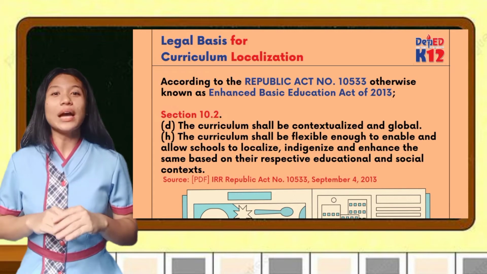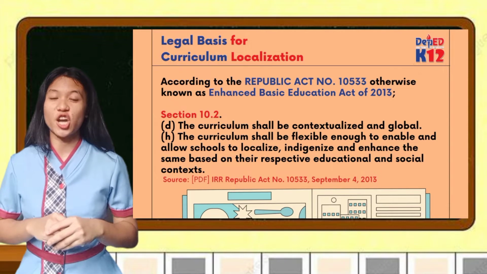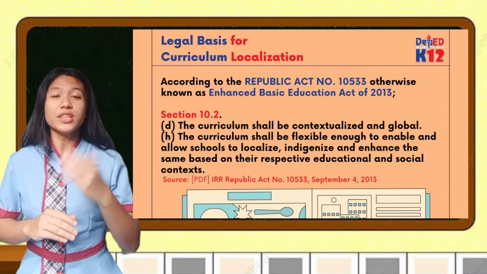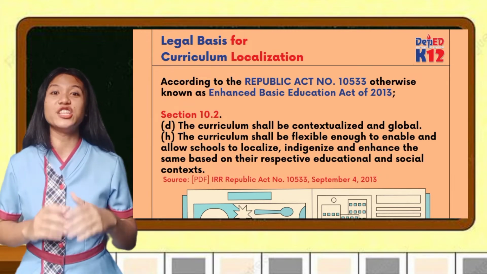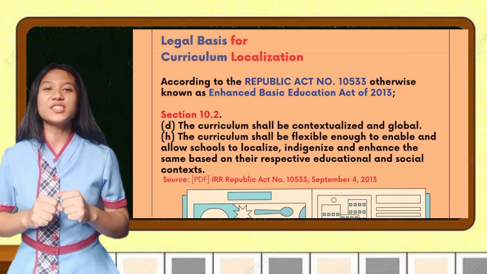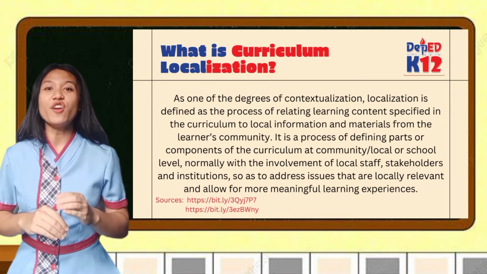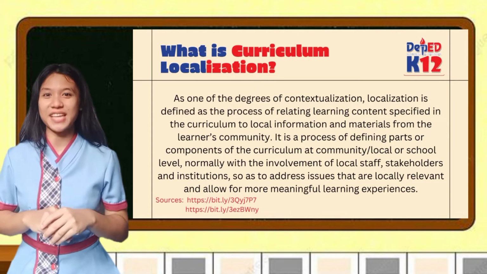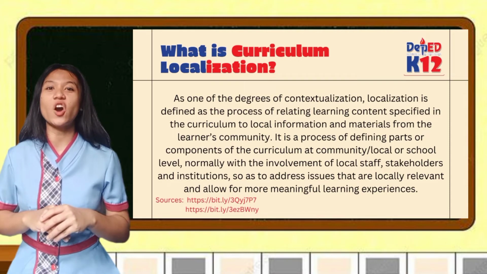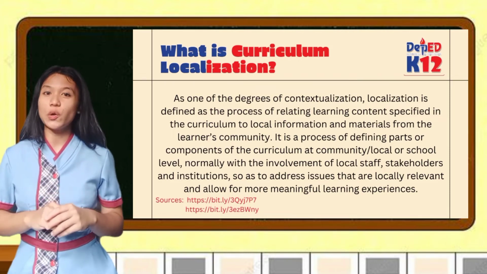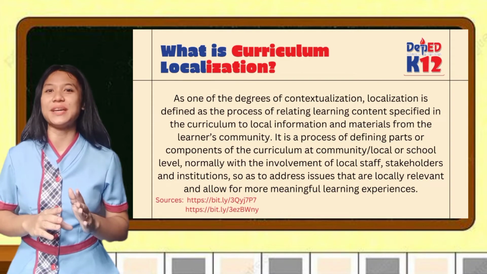By the way, localization is one of the degrees in contextualization. Contextualization is the broader aspect of localization and indigenization. Now let's go with the definition of curriculum localization. So as one of the degrees of contextualization, localization is defined as the process of relating learning content specified in the curriculum to local information and materials from the learner's community.